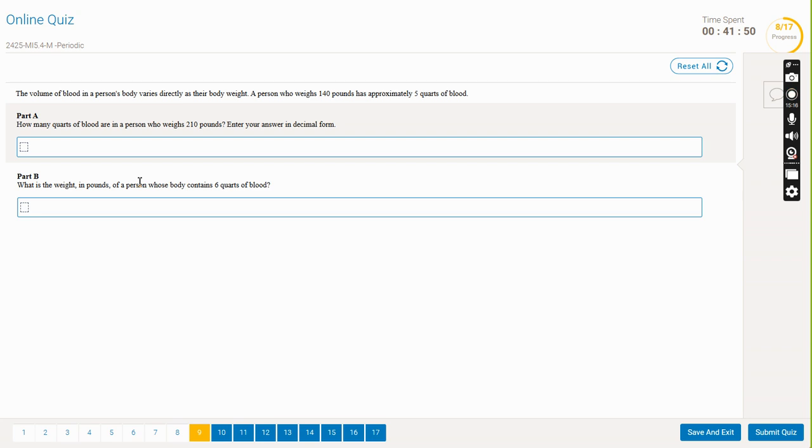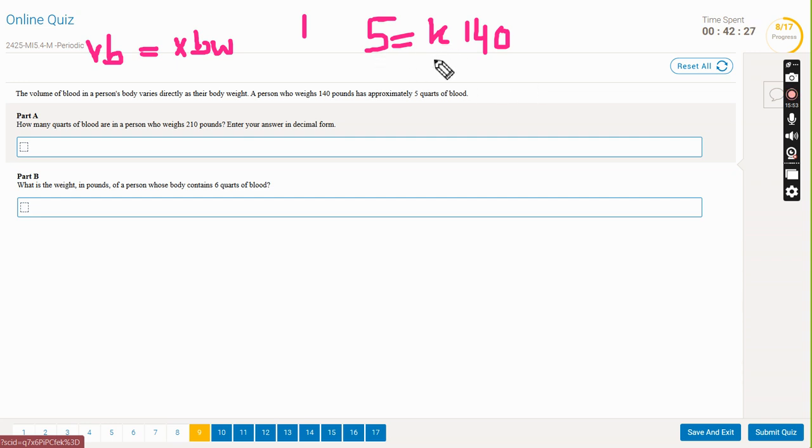Now, what about this? Volume of blood in a person's body varies directly as their body weight. So now again, keep in mind that they wrote the volume of blood first. So what will we do here? We'll write the volume of blood in a person. So it's going to be VB equals k times body weight. Okay, let's write it like this. A person who weighs 140 pounds has 5 quarts of blood. So 5 quarts equals k times body weight. What is the body weight? Sorry, 140 pounds. This way you can directly find the k and then you can solve ahead.